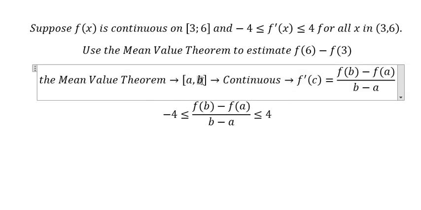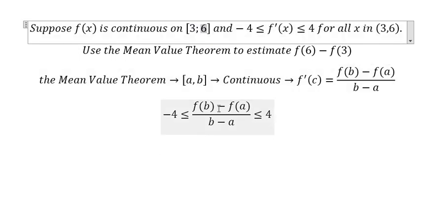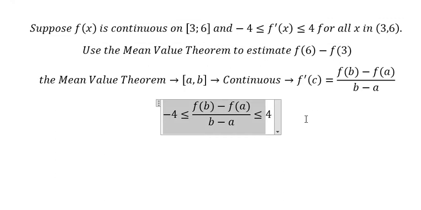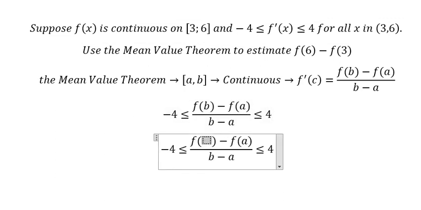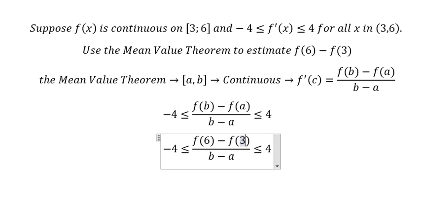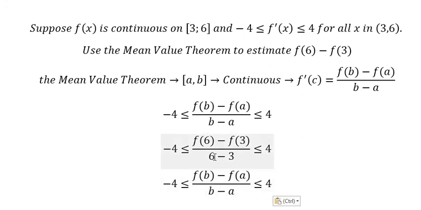B, that's number 6. A, that's number 3. So I will put number 6 and number 3 in here, and number 6 and number 3 in here. 6 minus 3, you get number 3.